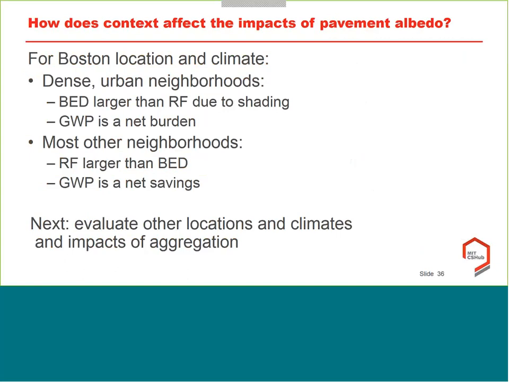All right, so let's come back to our research question here. How does context affect the impacts of pavement albedo? What we see, at least in this case of Boston, for that location and Boston's climate, is that for dense urban neighborhoods, the BED is larger than radiative forcing, primarily due to shading, and global warming potential is a net burden. Whereas in most other neighborhoods, the radiative forcing is larger than the building energy demand, and GWP is a net savings, right? So the strategies that you might use should really depend on which type of neighborhood you're in. Our next step with that research is to evaluate other locations and climates.